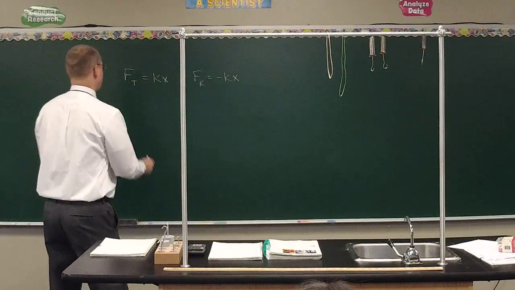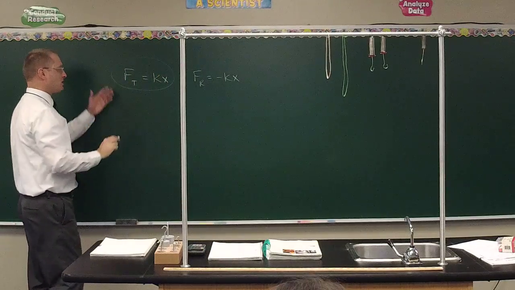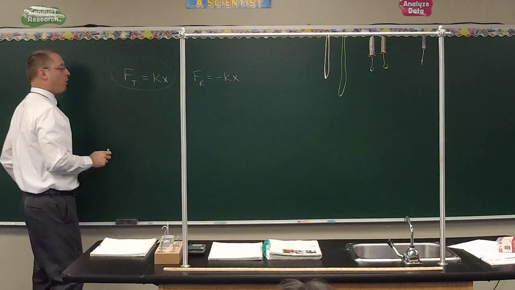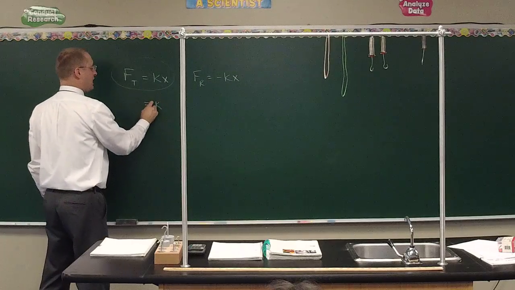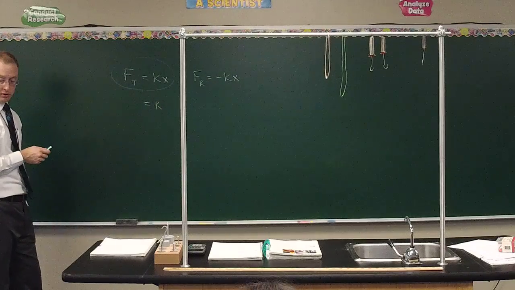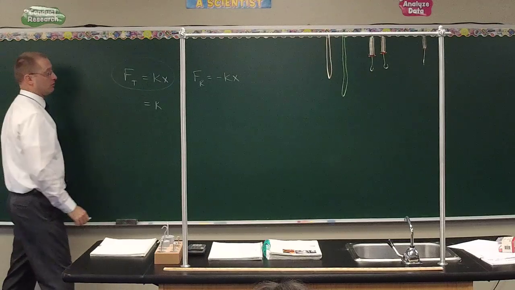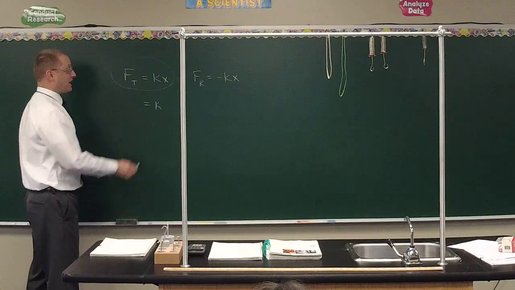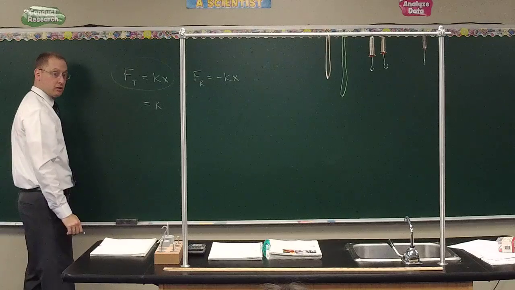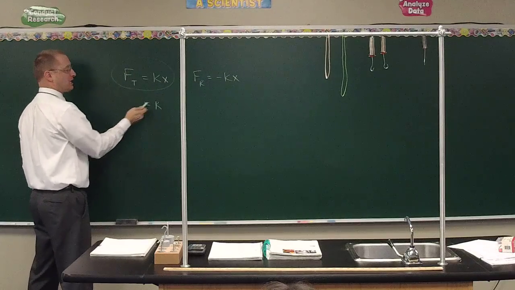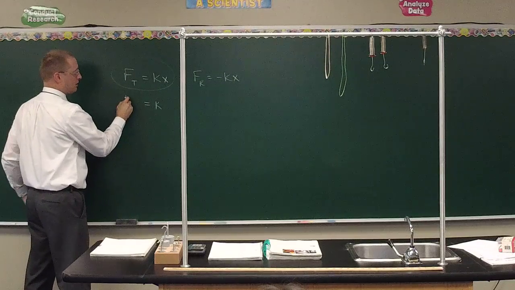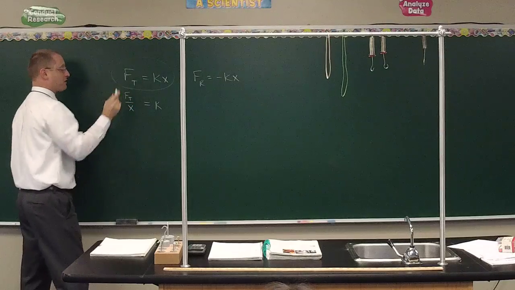Well, let's just take Hooke's law in its base form, tensile force equals kx. If I wanted to find the spring constant k, what would I have to do, Kendall? How do I get k by itself? Divide away x. Yeah, absolutely, divide away x to get k equals F sub t over x. There we go, F sub t over x.